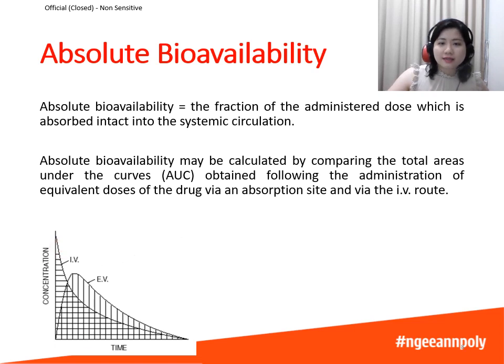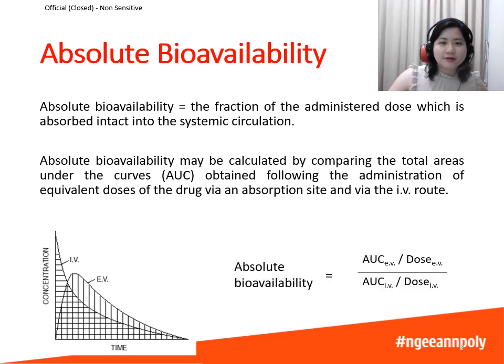The area under the curve represents the amount of drug absorbed into the blood. Therefore, absolute bioavailability is calculated by taking AUC of the studied dosage form divided by its dose over the AUC of the IV drug divided by the IV dose.